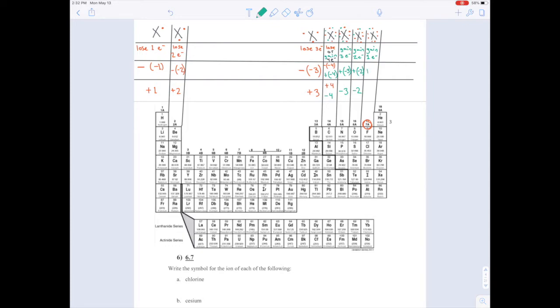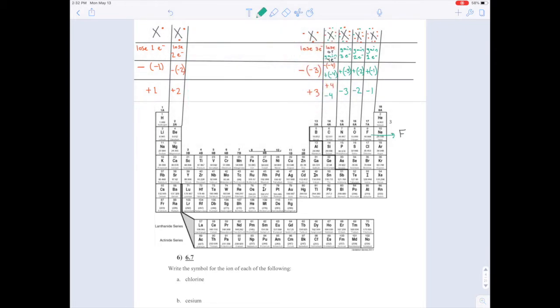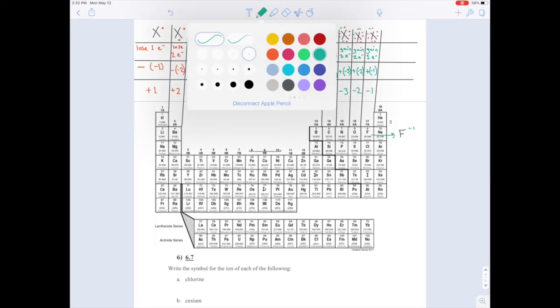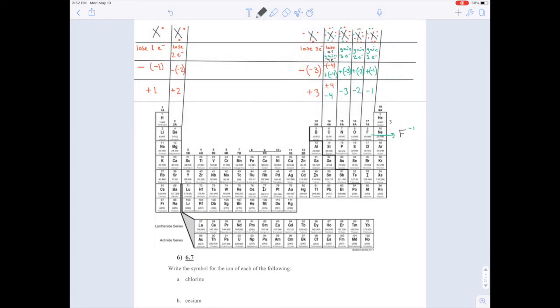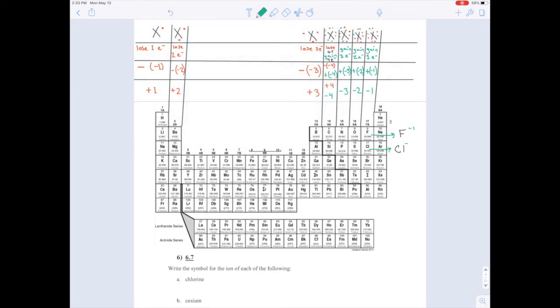Let's translate that into math. Gain would be a plus. One electron has a -1 charge, so the overall charge on these would be -1. So whenever anything in this row takes on a charge, it'll have a -1 charge. So for example, fluorine would have a -1 charge. Chlorine, when it becomes an ion, would take on a -1 charge, and so on.